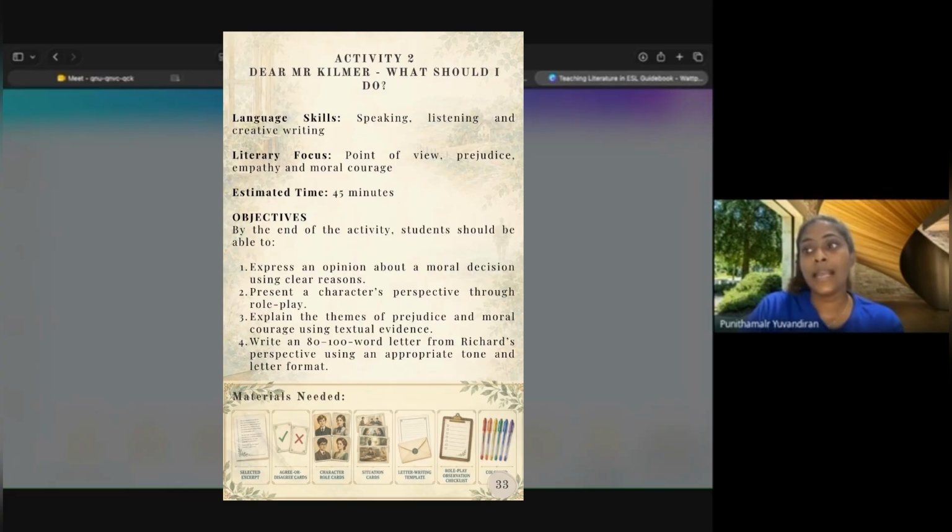So for the second activity for the Dear Mr. Kilmer novel, I chose Dear Mr. Kilmer, What Should I Do? It focuses on speaking, listening, creative writing, point of view, empathy, and moral courage. The estimated time is 40 minutes.